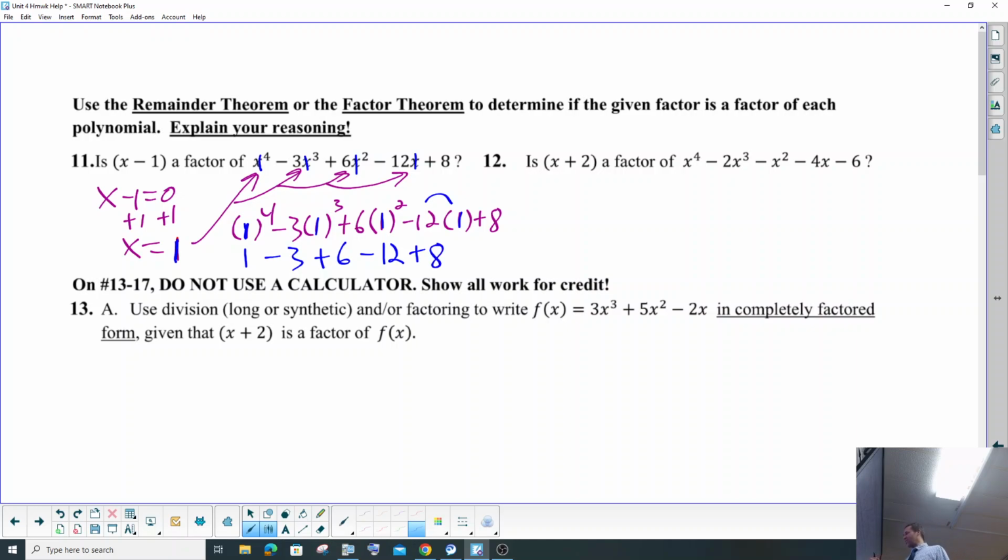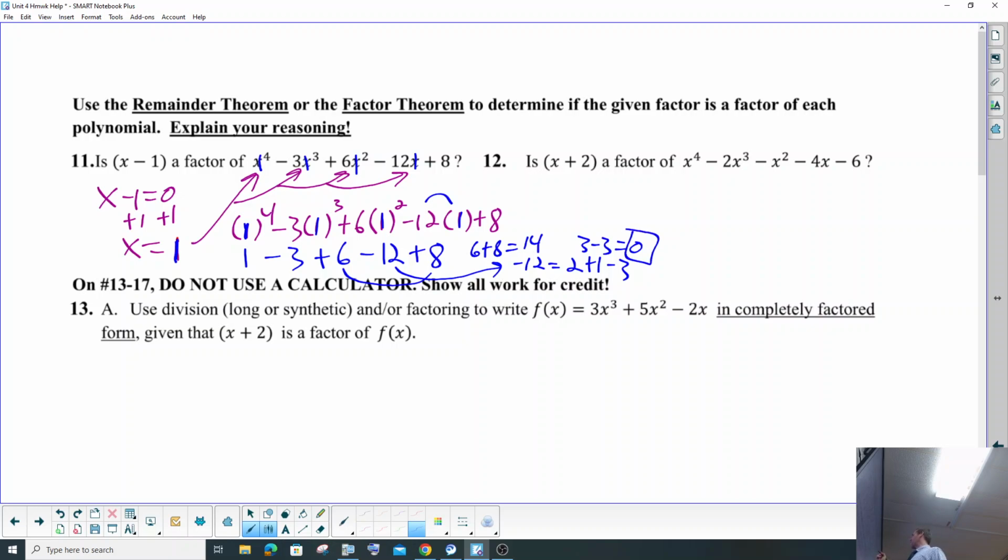So let's combine those. We have 6 plus 8, which is 14. And then 14 minus 12 is 2. Then we have a 1 and a minus 3, so plus 1 minus 3. That's 3 minus 3, which is 0.